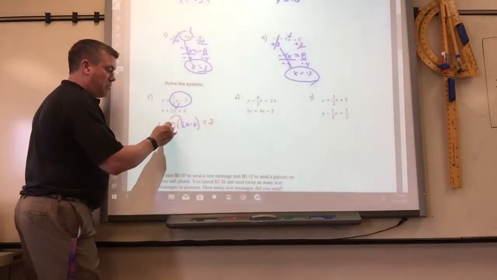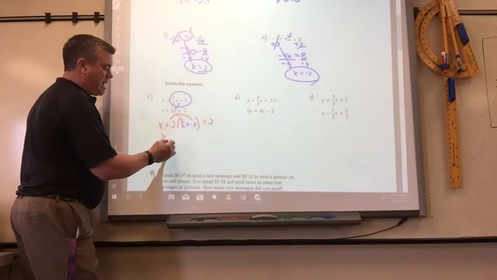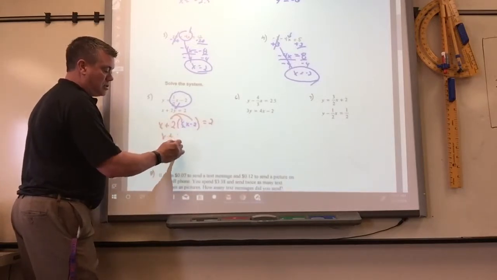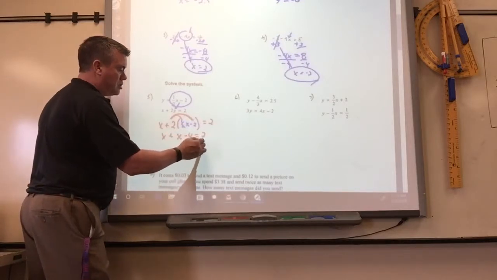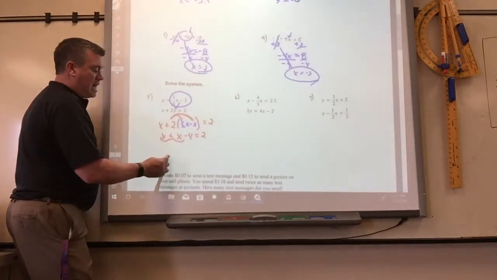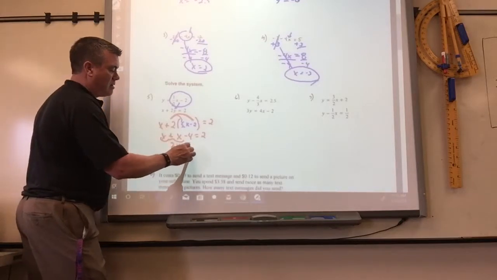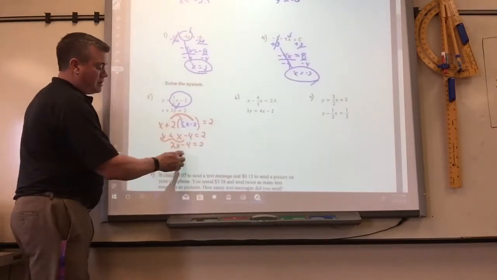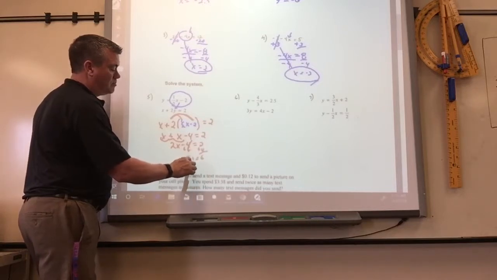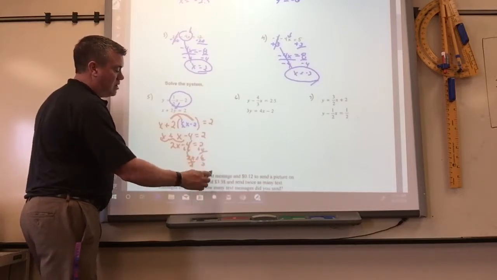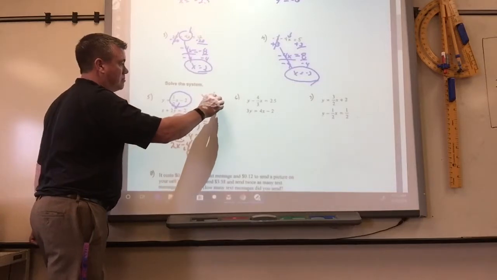So you got to multiply the 2 times everything. 2 times a half of x is 1x, or just x. 2 times negative 2 is negative 4, equals 2. You can combine those x's, and then you just solve it. Add 4, divide by 2, and you get x equals 3.